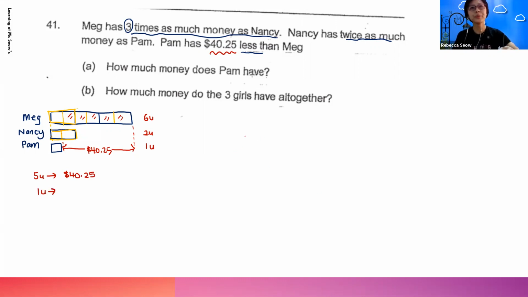And from here, we can find the value of 1 unit. Not sure whether you still remember how. 5 units is $40.25. So 1 unit is the answer for Pam. Yes, that's right.